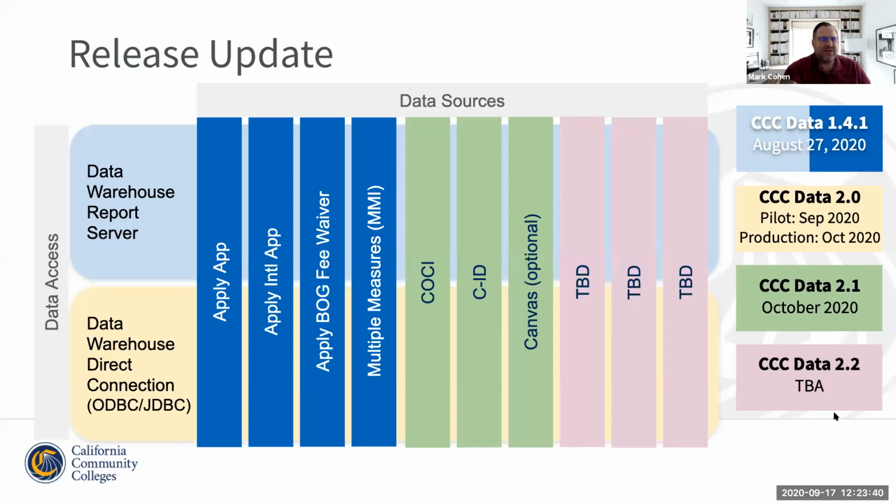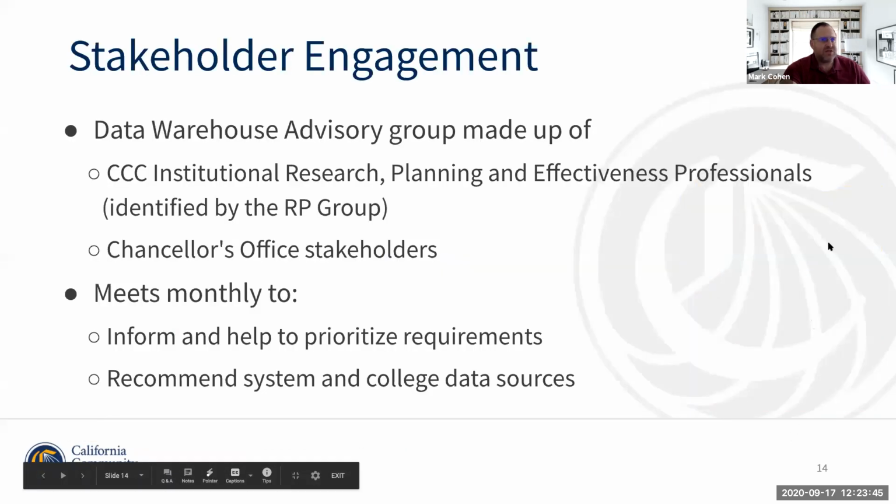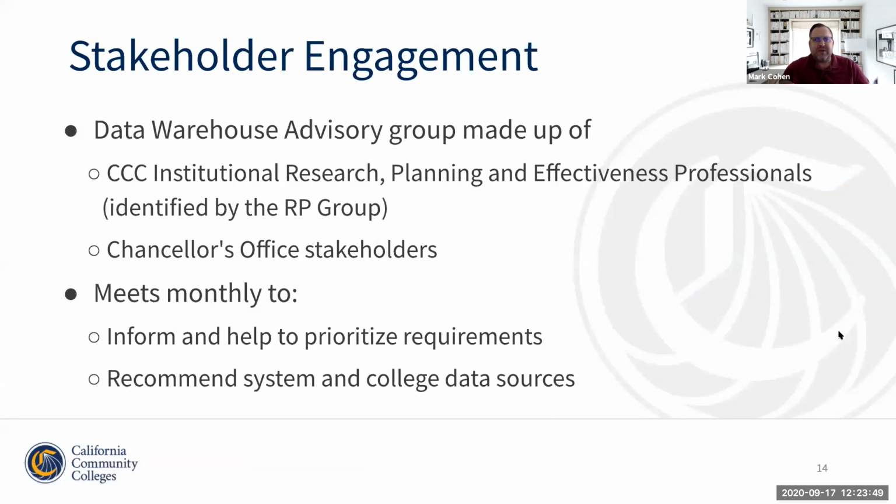As far as the advisory group, it currently serves as our main representation for stakeholder engagement. The group was formed at the end of the last fiscal year, and it's made up of institutional research, planning and effectiveness leaders as identified by the RP group, that has helped us with finding a representative grouping that made up the initial body. The advisory group also includes representation from the Chancellor's Office as well as the Technology Center.